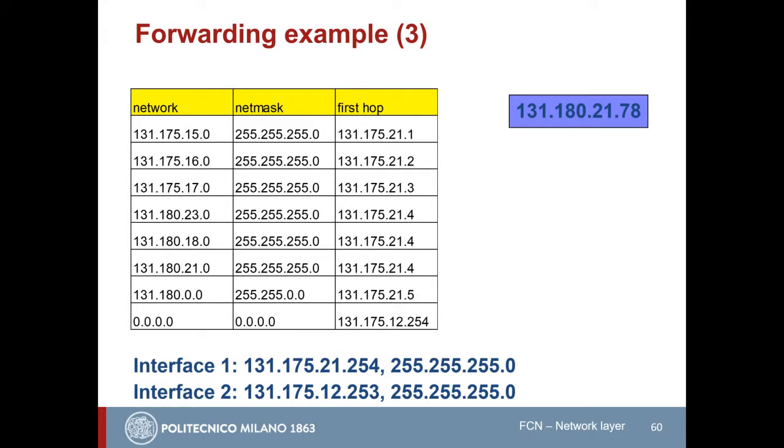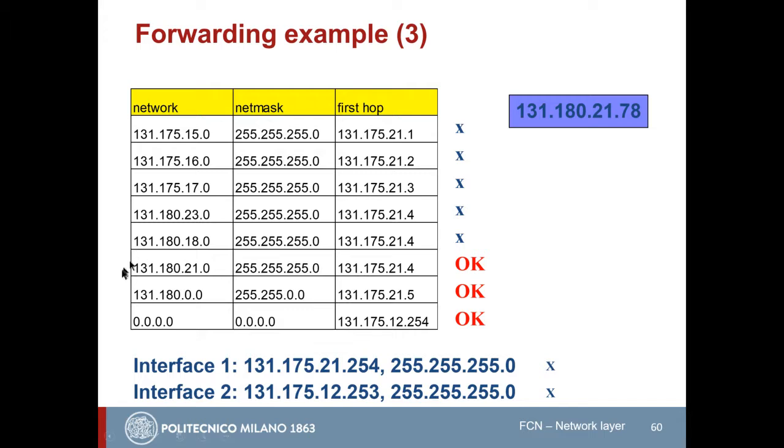Next example. Okay, I go a little bit faster. This is not matching with any of the interfaces, so we have to make an IP address lookup on the routing table. This is not matching with all these entries, it is matching with this entry here. It is also matching with the next entry, and it is matching with the default router, of course.